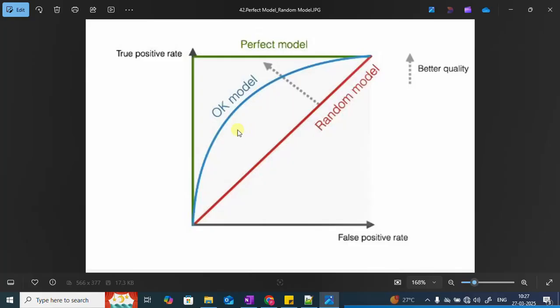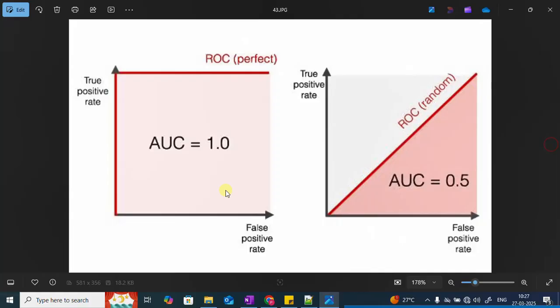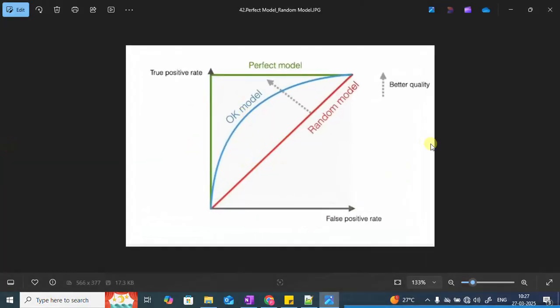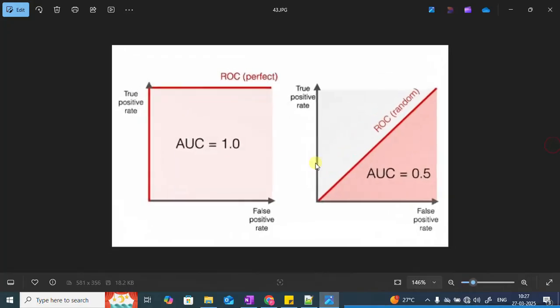Now, I am representing two models in the same diagram, random model and perfect model, so it may cause confusion. That's why for simplicity, in the next diagram, I have separated them into two diagrams. Two models, so you can visualize them in a better way. Whatever I drew in the same diagram may be confusing, that's why I drew two different diagrams.